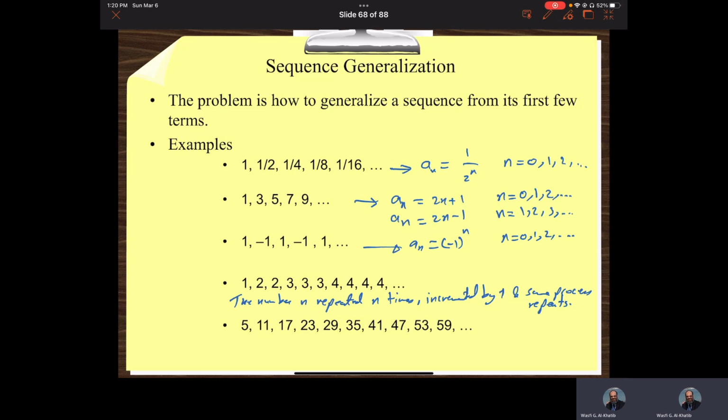So basically, who can tell me, for example, the next 10 terms? What are the next 10 terms in this case? Well, you have 5 five times, and then you'll have 6 six times. If I want the next 10 terms, next.